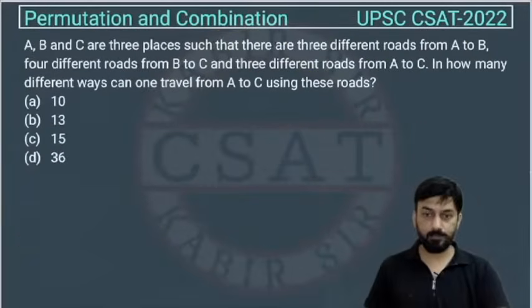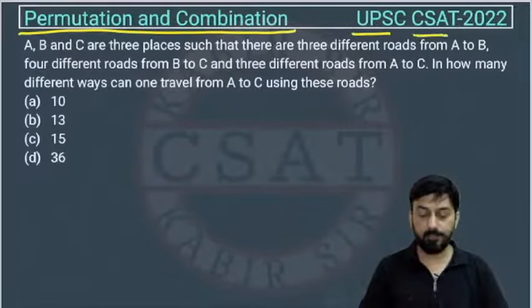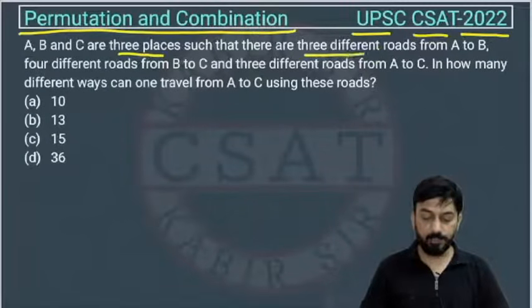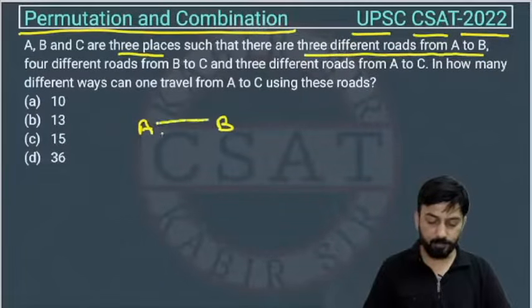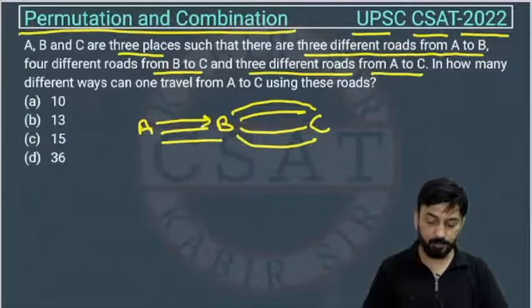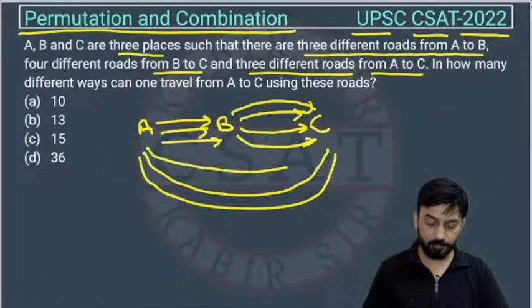Okay, this is a question from the Permutation and Combination chapter asked by UPSC in their CSAT paper of 2022. A, B, C are three places such that there are three different roads from A to B, right? So from A to B, how many roads are possible? 3, right? 4 different roads from B to C. Suppose C is here. So how many roads are possible from B to C? 4, right? And 3 different roads from A to C, right? So this is like this. And from A to C, how many roads are possible? 3, right?